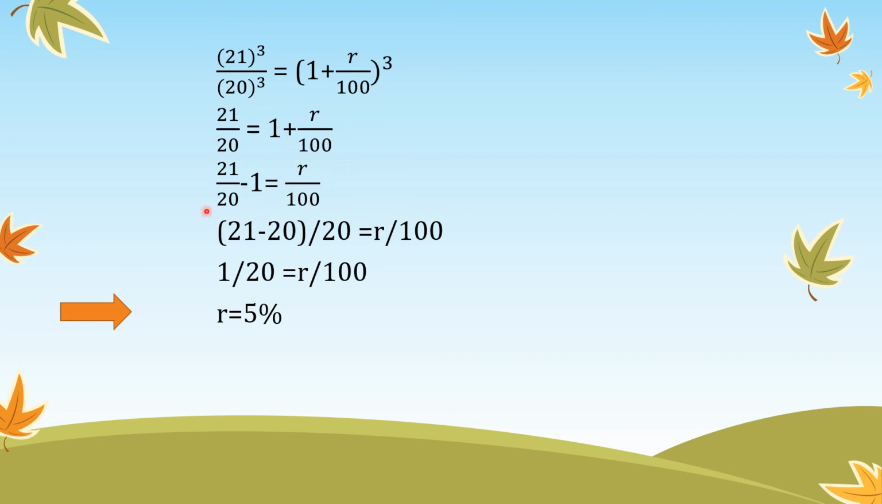So 1 goes to this side, then 21 divided by 20 minus 1 is equal to R by 100. After calculating the LCM, we get 21 minus 20 divided by 20 is equal to R by 100. So 1 by 20 is equal to R by 100, which gives R is equal to 5%.